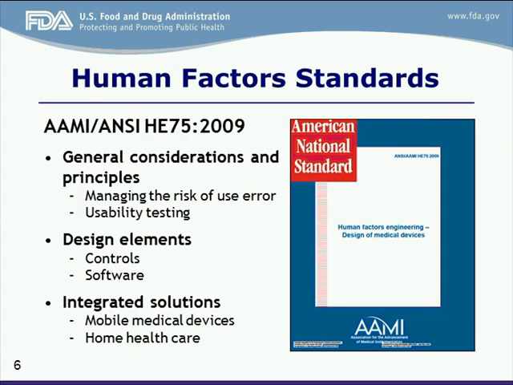A quick overview of human factors standards and what's out there in the landscape right now. AAMI HE75, I'm sure many of you are familiar with this, is a large standard document that is more of a design tool and standard. It goes over some human factors processes as well as specific elements of how human factors is important in control design and software design. But it also has chapters on specific applications such as mobile health and home health care. So this is a great reference as you're conducting your human factors activities.